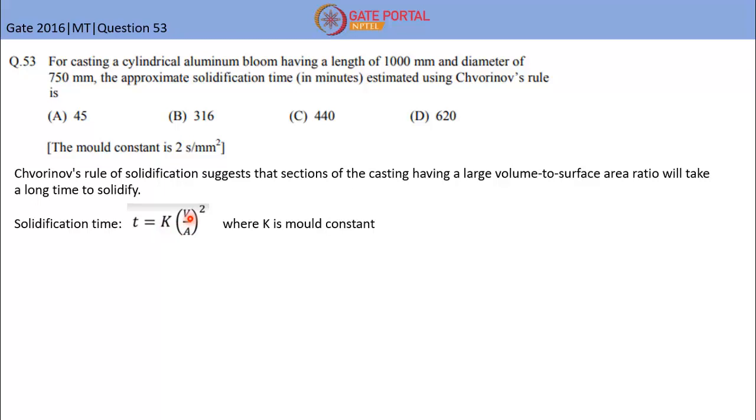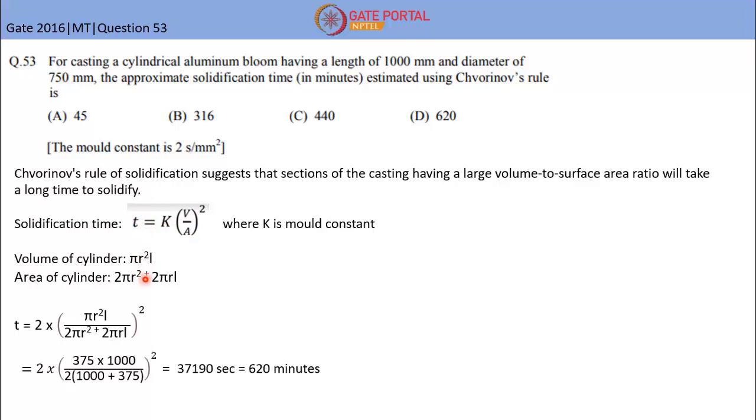So we need to find out the volume by basic geometry: length is given, diameter is given, and it is a cylinder. So volume will be pi r squared L, and the area of the cylinder will be the curved surface area, which happens to be 2 pi r L, plus the top and bottom area, which is pi r squared plus pi r squared, meaning 2 pi r squared. So this is the area, this is the volume, you know V, you know A, and you have K. So you can easily find out the time.